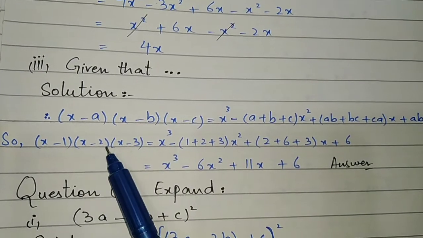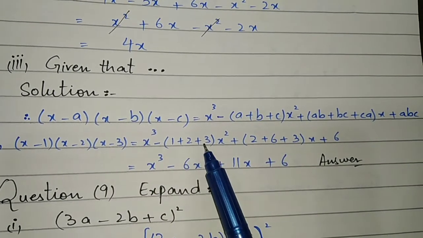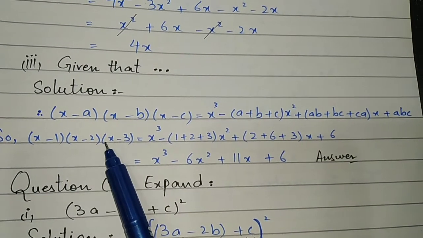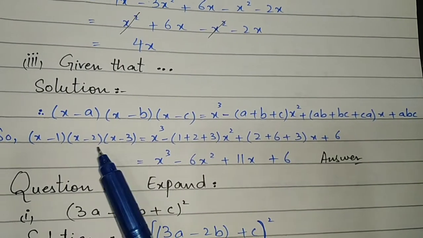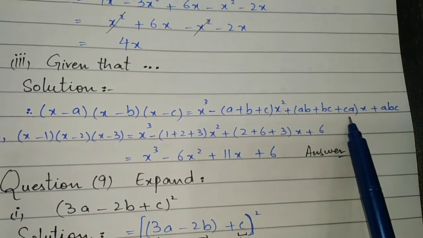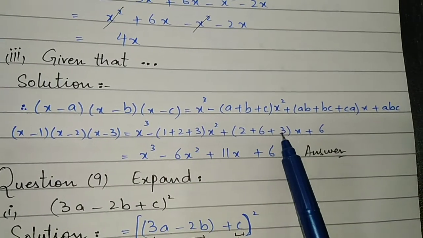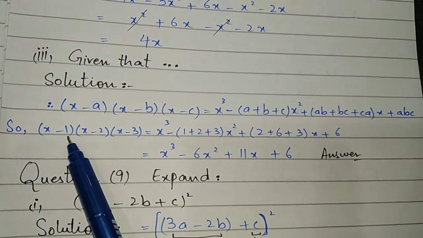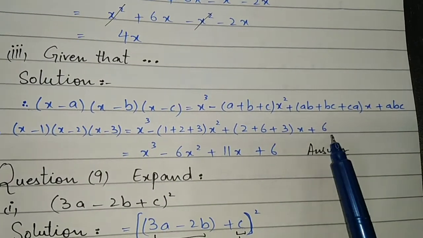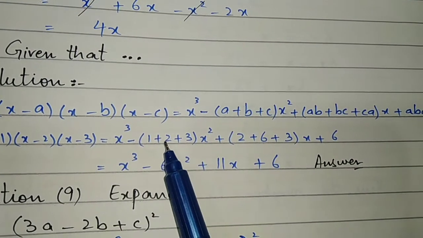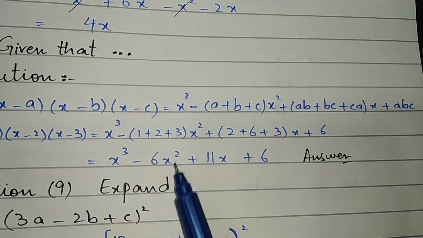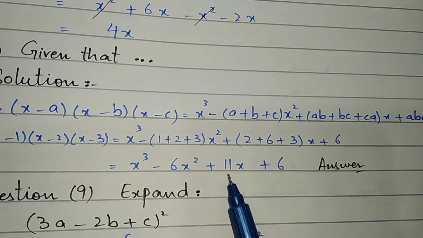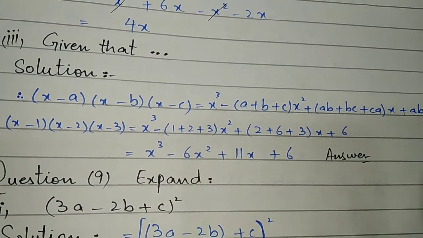A is 1, B is 2 and C is 3. So 1 plus 2 plus 3 times x square plus AB means 1 times 2, 2. BC, 2 times 3, that is 6. CA, that is 1 times 3, that is 3 times x plus ABC, multiplication of A, B and C, so 2 ones are 2 and 2 threes are 6. x cube minus 2 plus 1 is 3, 3 plus 3 is 6, x square, 6 plus 2 that is 8, 8 plus 3 that is 11, x plus 6, that's the answer.